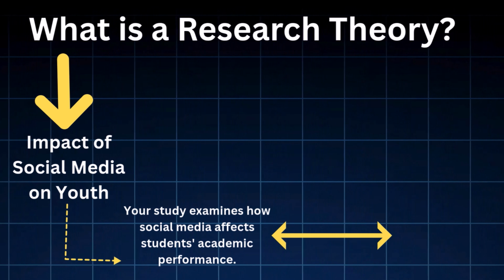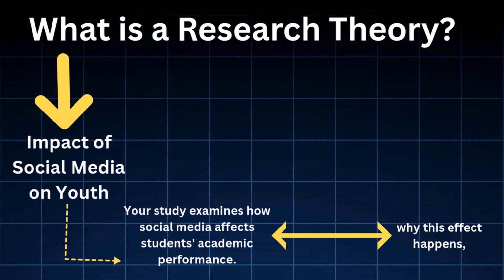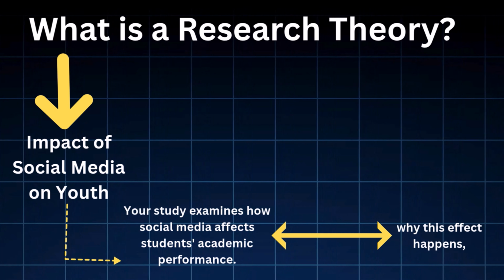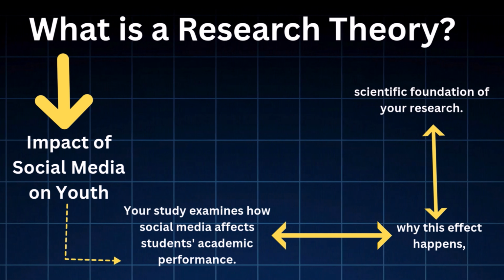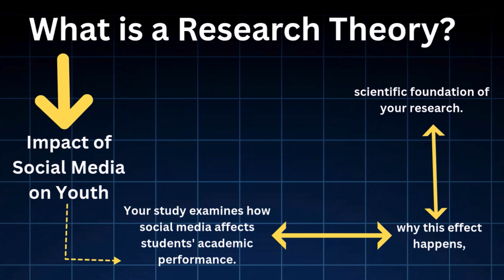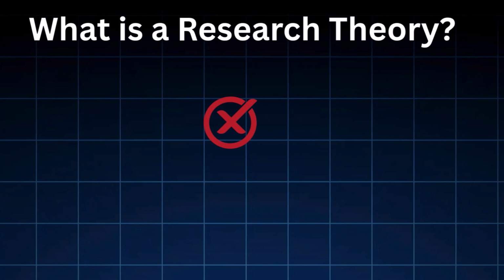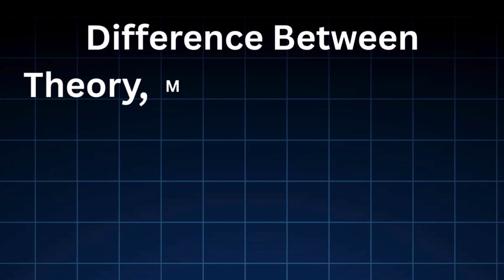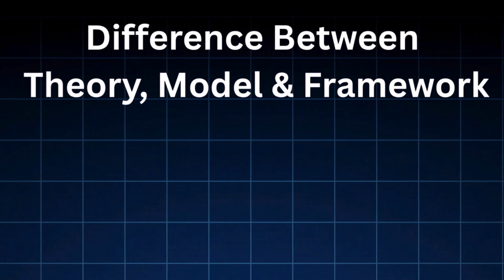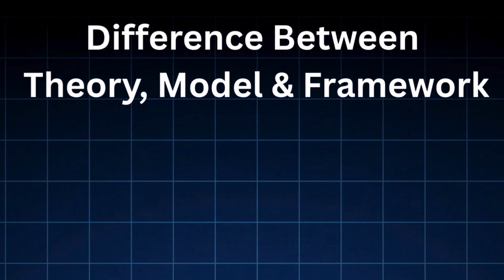A theory explains why this effect happens, not just that it happens. Think of a theory as the scientific foundation of your research. Without a theory, your conceptual framework lacks academic support. The difference between theory, model, and framework: this is where many students get confused.